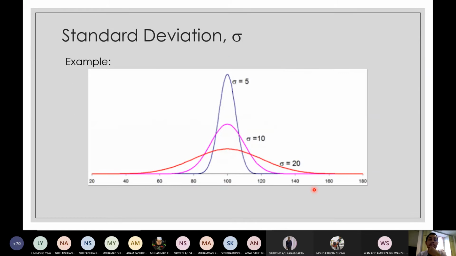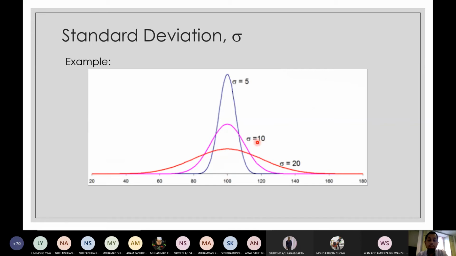This is an example of standard deviation. Let's say the average, or the mean, is 100. If you have a standard deviation equal to 5, then you have this blue line here. That means when you do multiple readings, the data are closer to each other. It only falls around this curve here, so the data is very close to each other. So we call it quite precise data with low standard deviation.